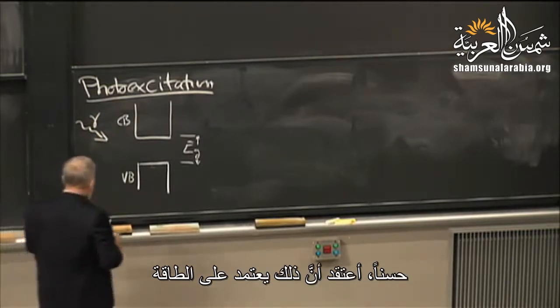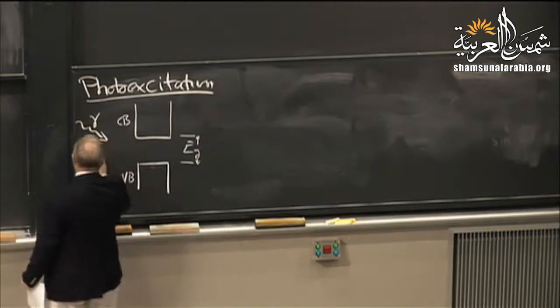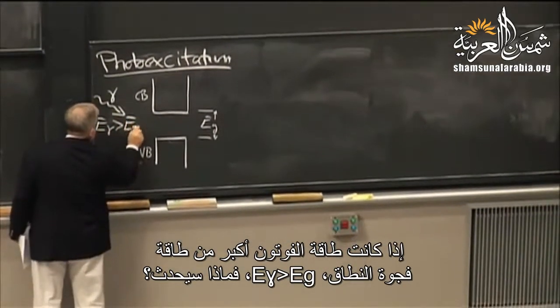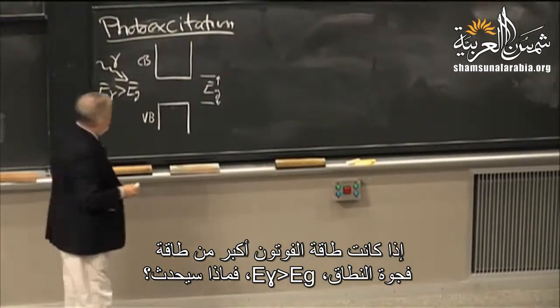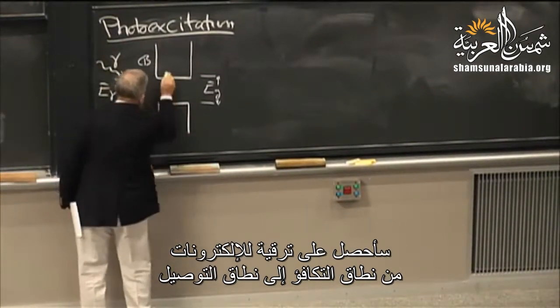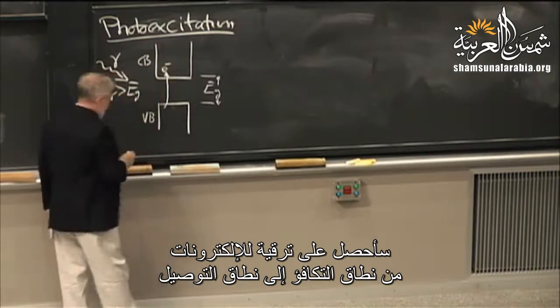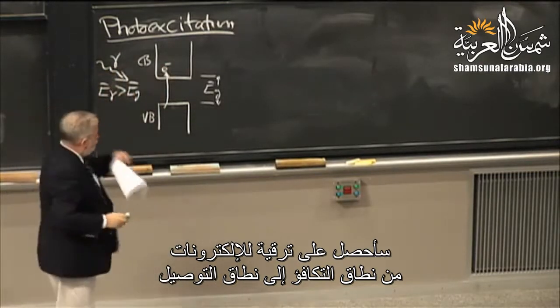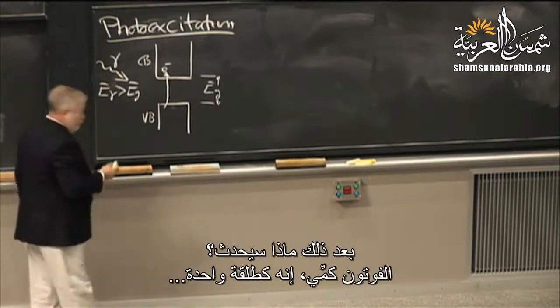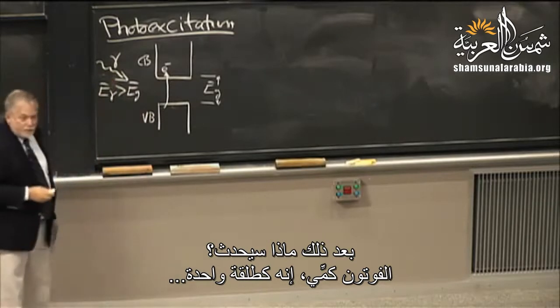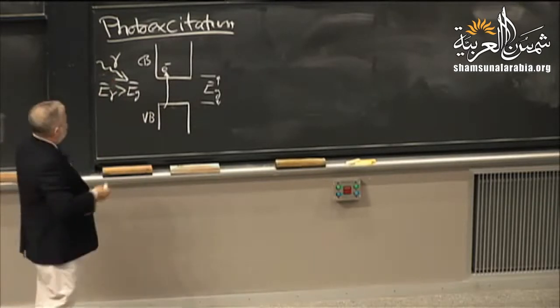Well, I guess it depends, right? If E photon is greater than E band gap, then what happens? I get promotion of an electron up from the valence band to the conduction band. Okay? So then what happens? Well, the photon is quantized. It's one shot. Photon's gone.